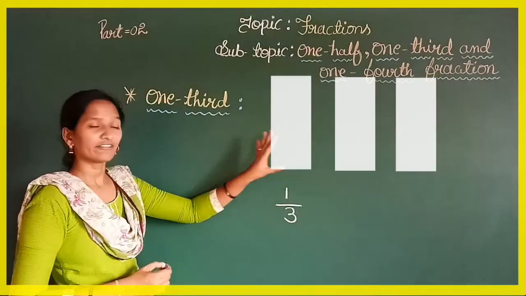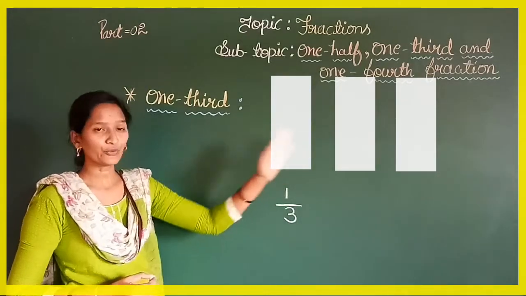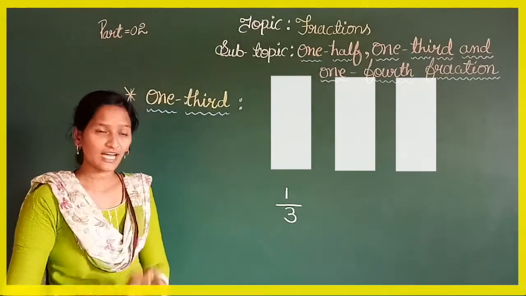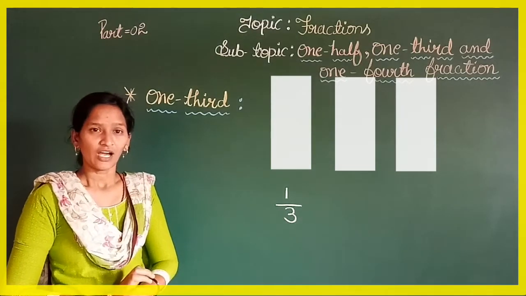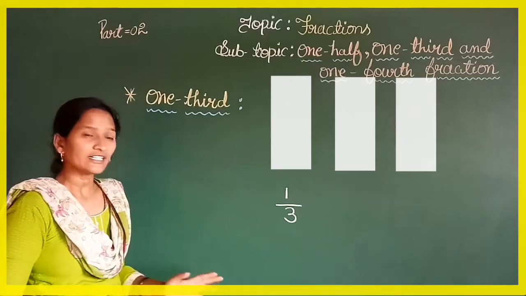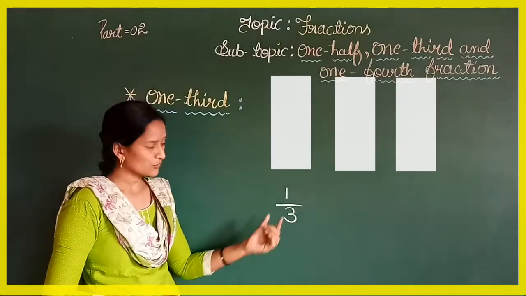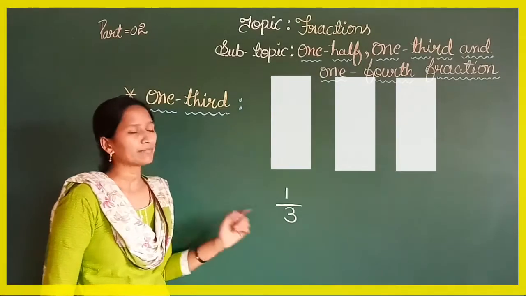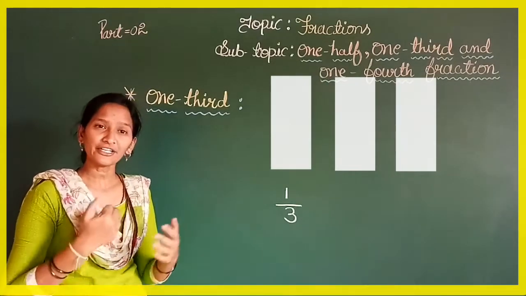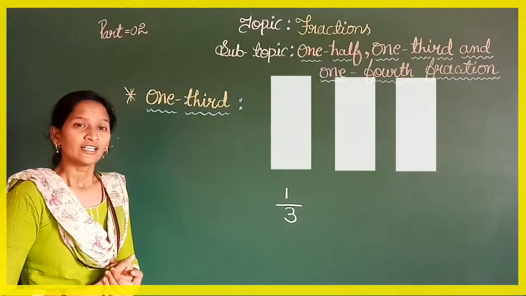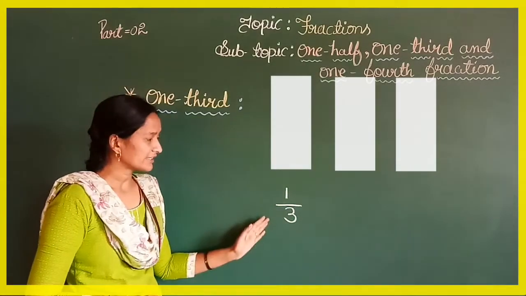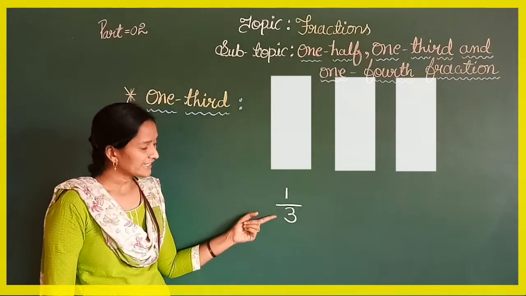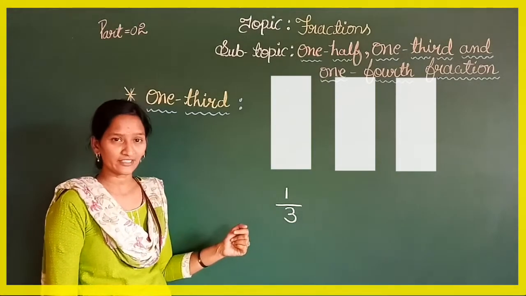So this is only 1 part out of the total number of equal parts, which are 3 here. In that, it is only 1 part, so I am writing 1 here. In this 1 by 3, which is the numerator and which is the denominator? In this 1 by 3, this 1 indicates the numerator and 3 indicates the denominator.